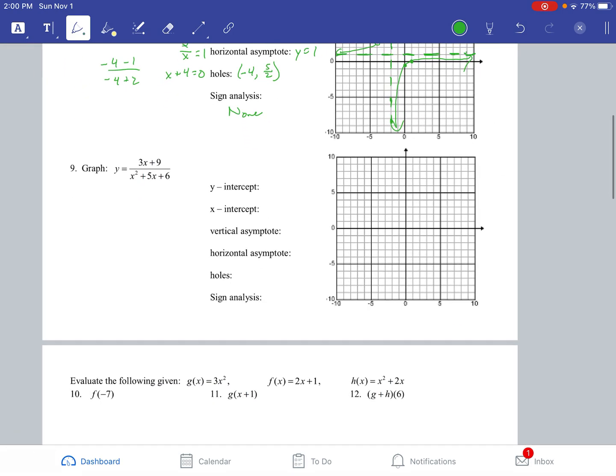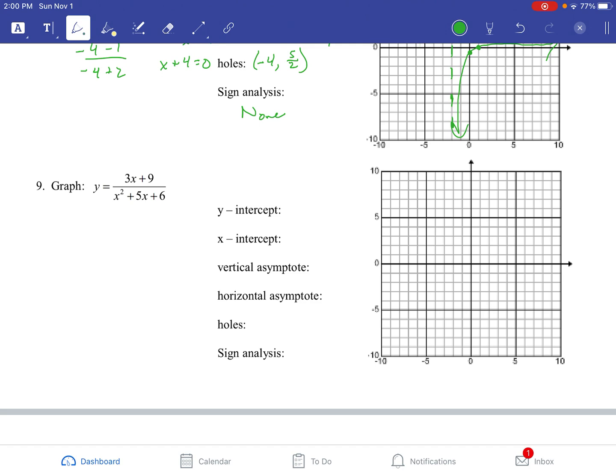All right. Last one of these, yep. All right, just kind of like the first one, we had a 3x plus 9. We can take a 3 out, get x plus 3 left over. Okay, on the bottom, we're going to have x plus 3 and x plus 2. The plus 3's go away. We're left with 3 over x plus 2.